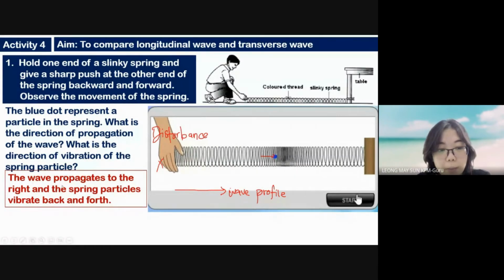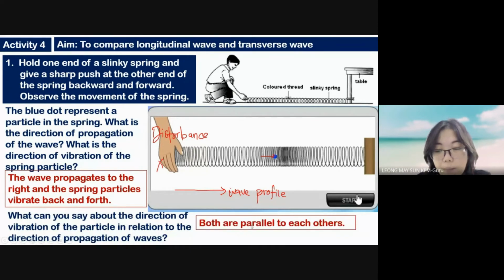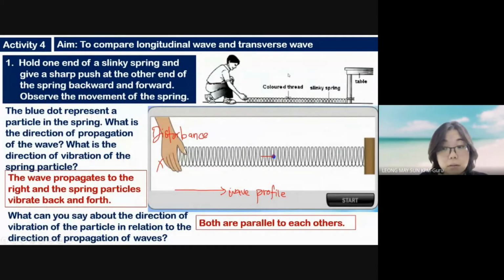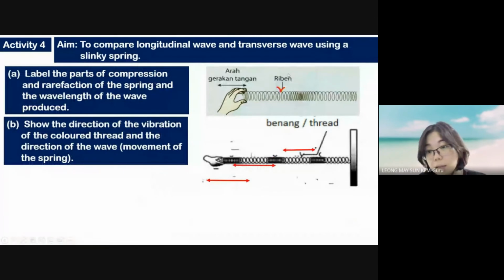Okay, the wave propagates towards the right and the spring particles vibrate back and forth. And both are parallel to each other. The wave is moving left and right on the x-axis. And the particle is also moving on the x-axis, vibrating about its equilibrium position towards the right, then back to left, right, left, right, left. So they have the same movement, okay? When they have the same movement, they are considered parallel to each other. Now, another one is here, this one.